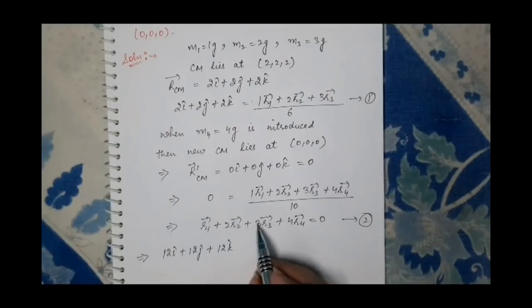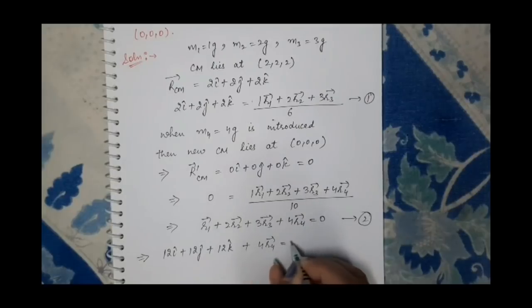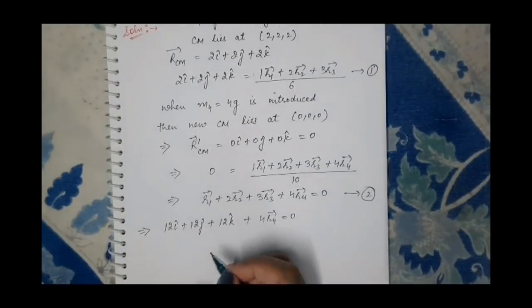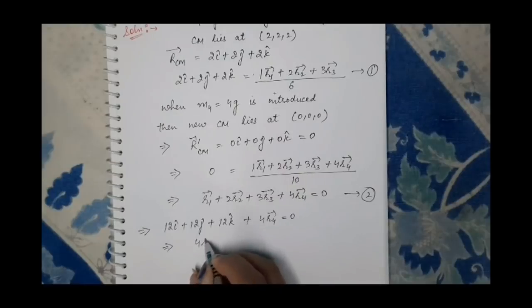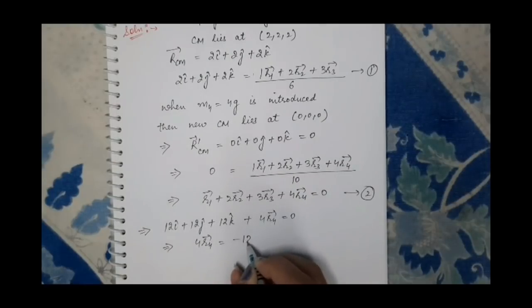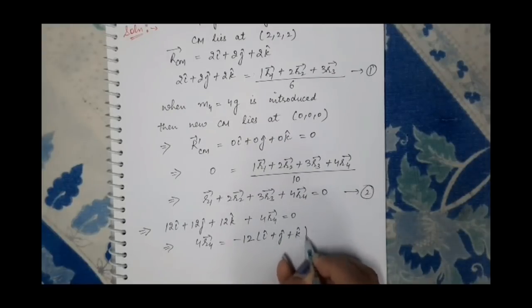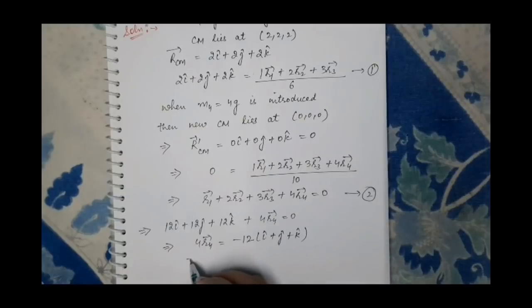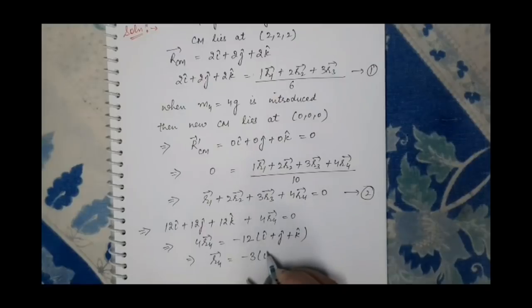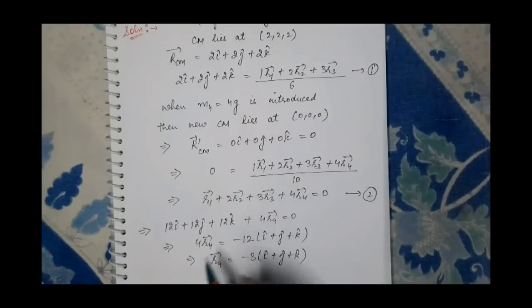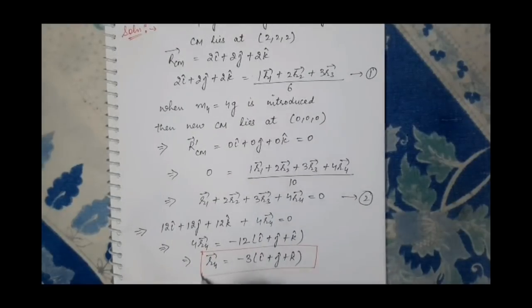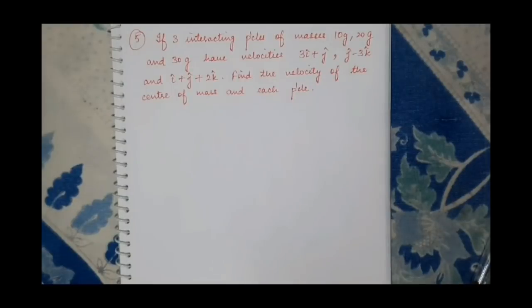We have put down the value from equation 1 in equation 2 here, plus 4R4 is equal to 0. So this implies 4R4 is equal to minus 12 times (I cap plus J cap plus K cap). Take this common, and the 4 will be divided. So R4 vector is equal to minus 3 I cap plus J cap plus K cap. This is the position of the fourth mass, that is the 4 gram mass.